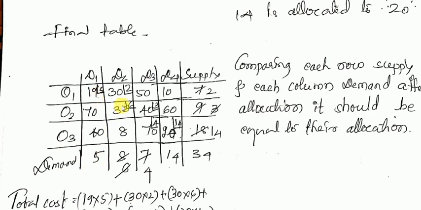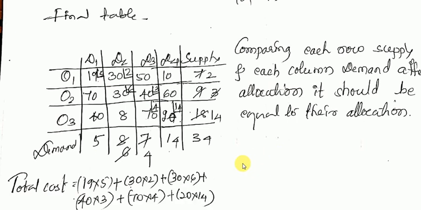First column. Second column, 2 plus 6 equal to 8. Third column, 3 plus 4 is equal to 7. For fourth column, 14 is equal to 14. So for column wise, all the allocations should be equal to its demand. Then only it satisfies the condition. Now, how to calculate cost?